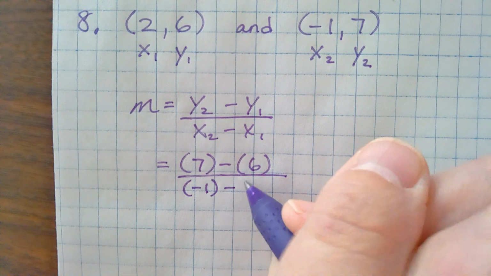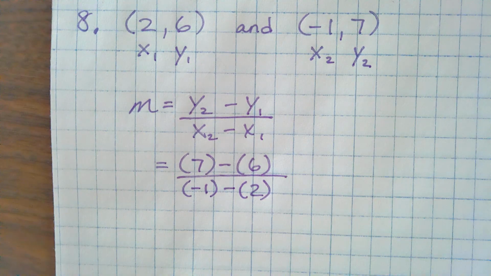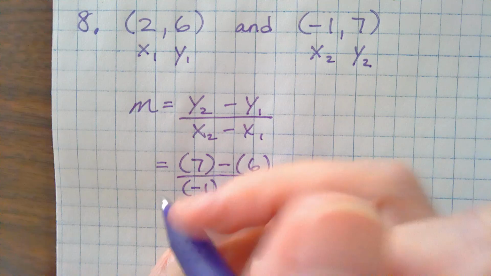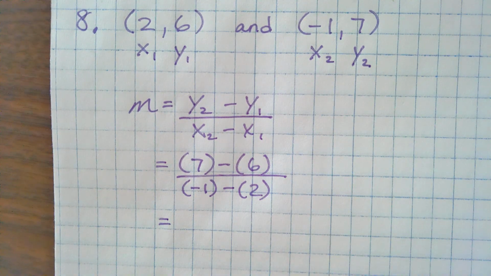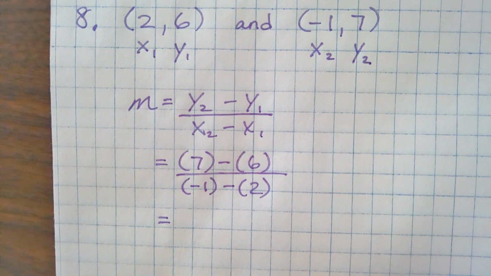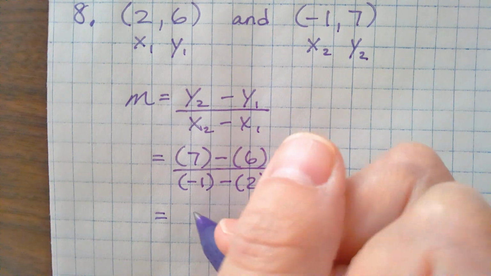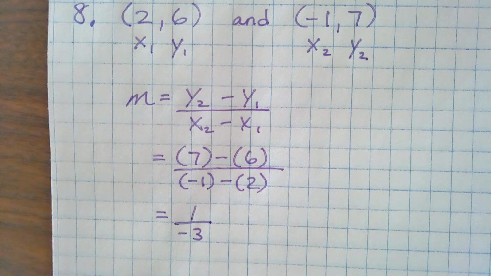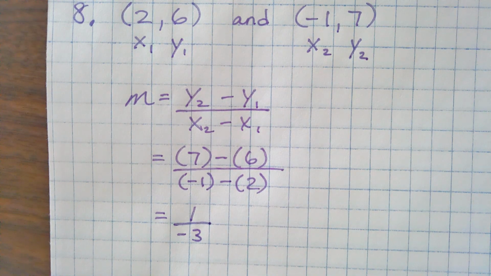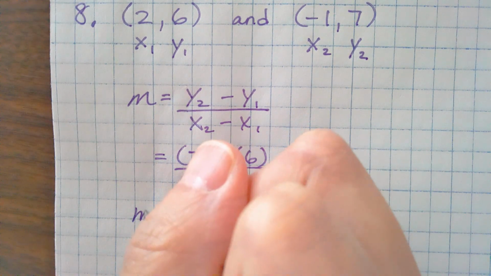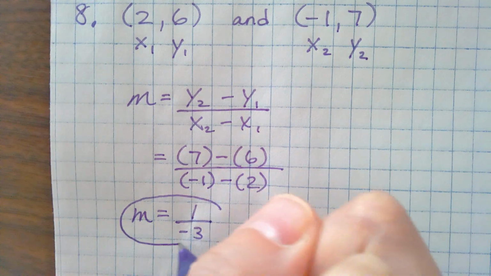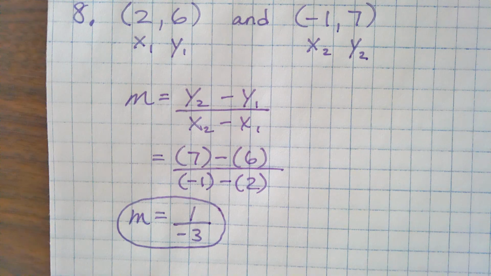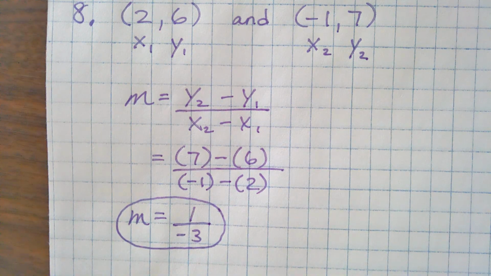Okay, notice I put brackets around the numbers. That's because if you don't, you're going to miss a negative somewhere. All right, 2 negatives make a positive as well. So 7 minus 6 is 1. Negative 1 minus 2 is negative 3. So my slope here is negative 1/3. Okay, so I have m. What do I need next? Kevin? Y-intercept? Yeah, I need the b, so I need to figure that out.